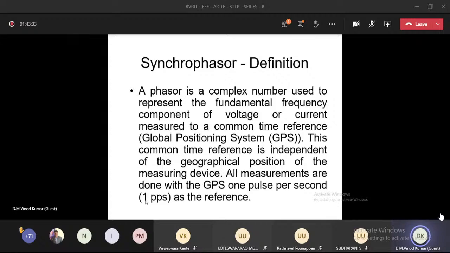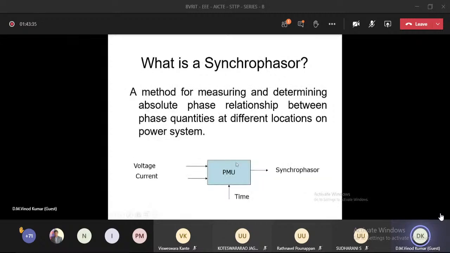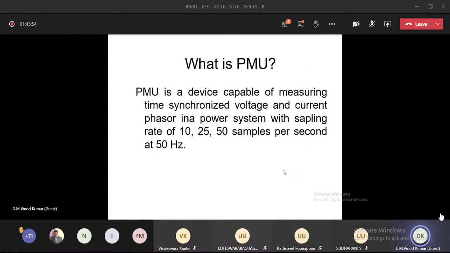If you consider this PMU, it is a black box. Input is the normal voltage and current, and a timestamp with 1 PPS. Output is the voltage and current, frequency, and rate of change of frequency. Whatever measurements we are getting are timestamped. With respect to time, you will get them.